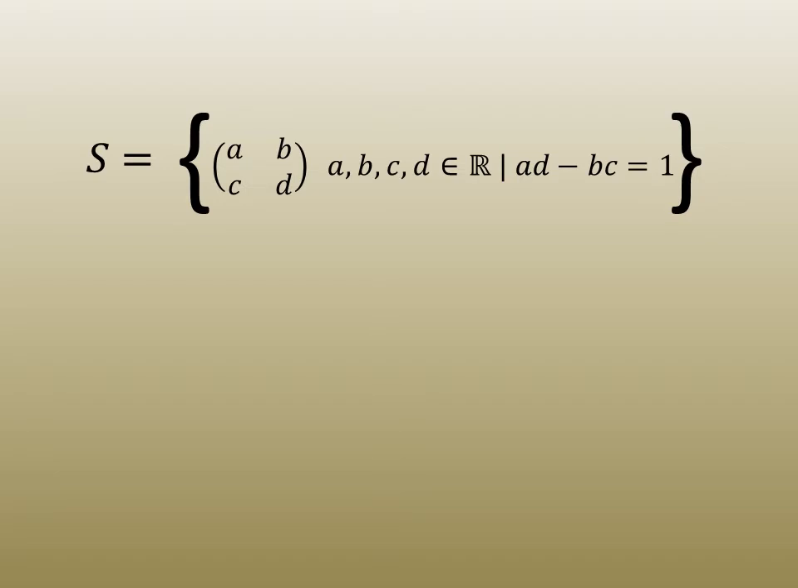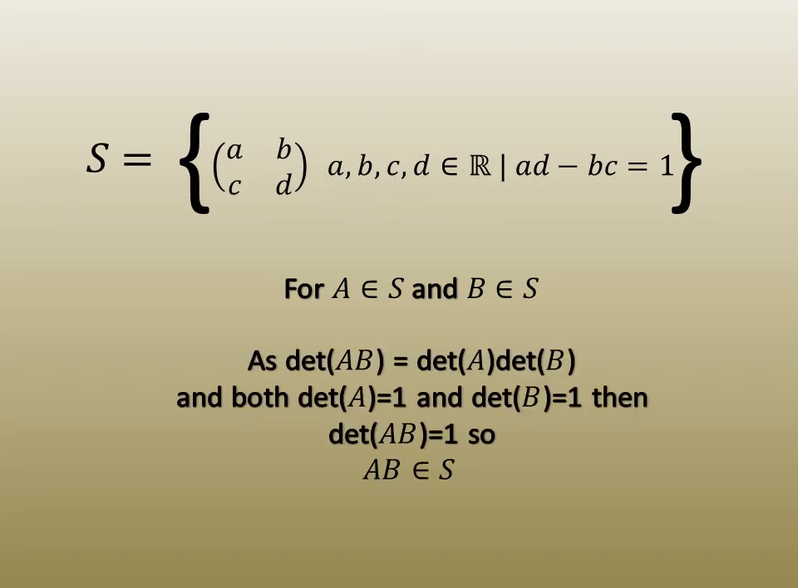A general result from linear algebra is that the determinant of a product of matrices is equal to the product of the individual determinants. We can use this fact to show that the product of two matrices from the underlying set will also be a member of the underlying set. So we have closure.